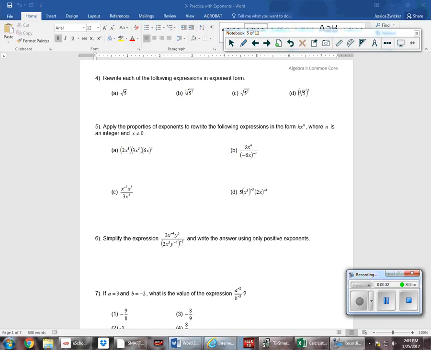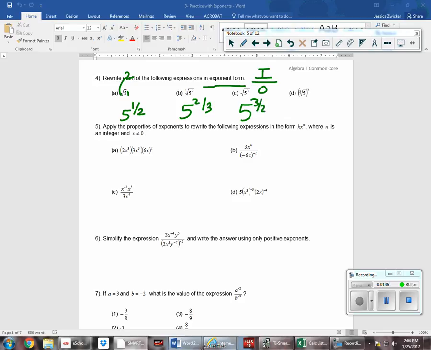If you look at question 4, the directions say to rewrite the expressions in exponent form. That means we're going to do IO, inside over outside. Remember that if you don't see a number here, that little root is a 2. So if I did I over O for part A, that's like 5 to the inside 1, outside 2. For part B, 5 to the inside 2, outside 3. Part C, 5 to the inside 3, outside 2. They didn't show me the square root, but there it is, it's a 2.